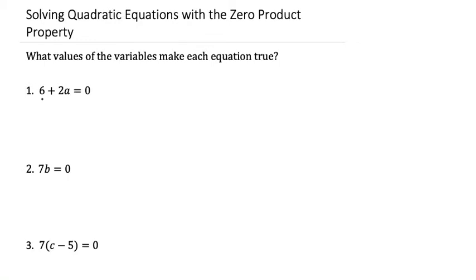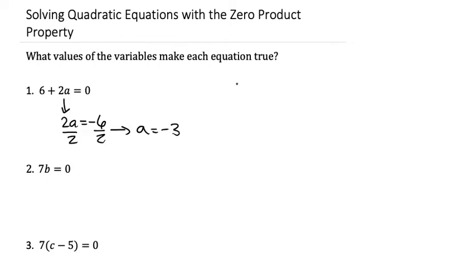So my first equation is 6 plus 2a equals 0. And I know that for this to equal 0, 6 would have to be added to negative 6. So that means that 2a must equal negative 6. And what would a be? Well, if I divide negative 6 by 2, I get that a equals negative 3.